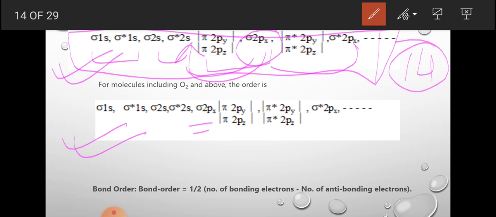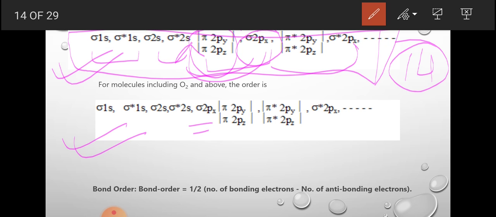Sigma 1s, sigma star 1s, sigma 2s, sigma star 2s, pi 2py, pi 2pz. Both have equal energy, so they are kept together. Now we are just moving: sigma 1s, sigma star 1s, energy is increasing. Pi 2py and pi 2pz have similar energy, so they are kept together. So it is clear, this is the sequence you have to learn in increasing order.